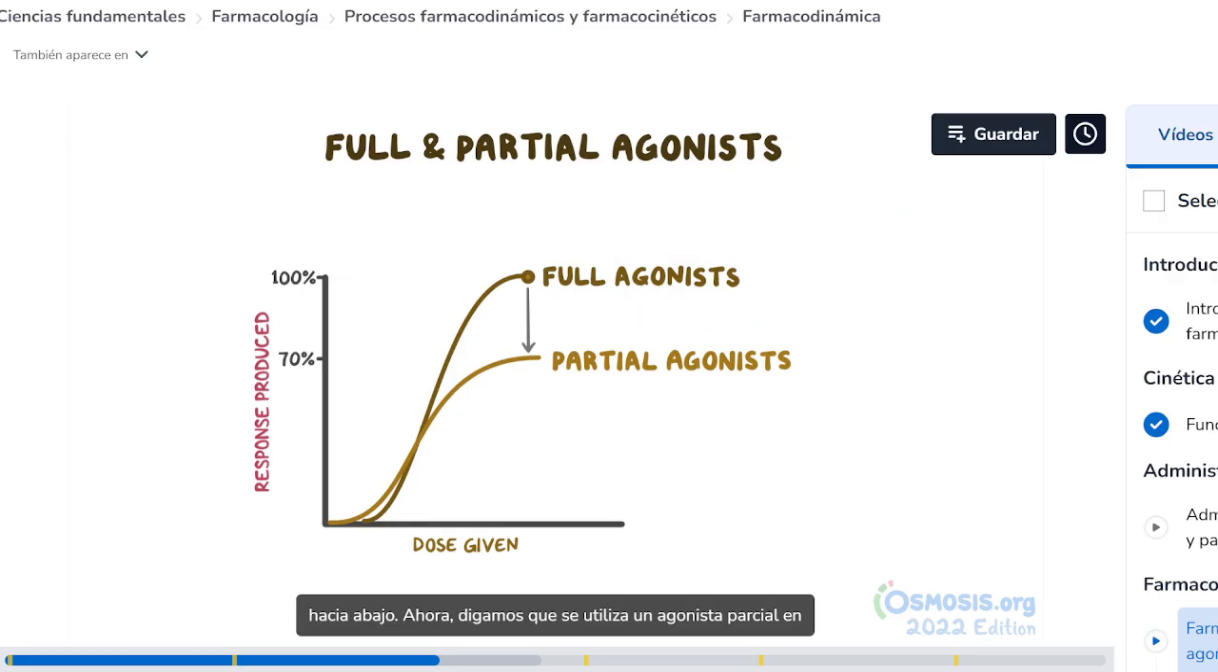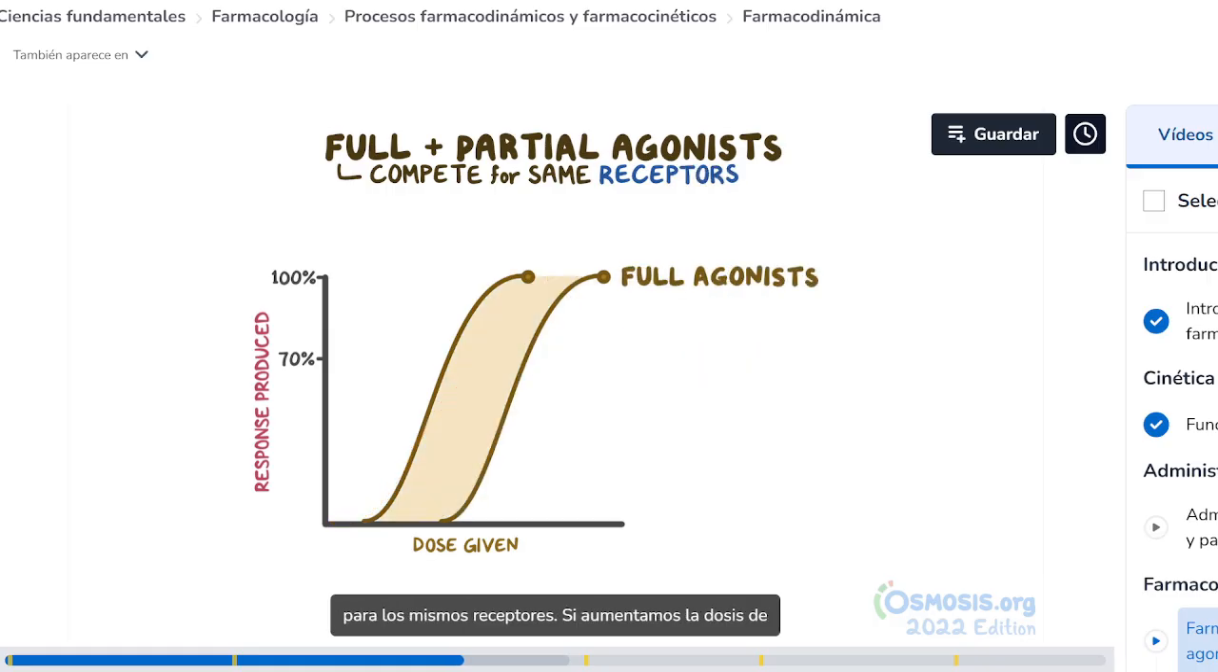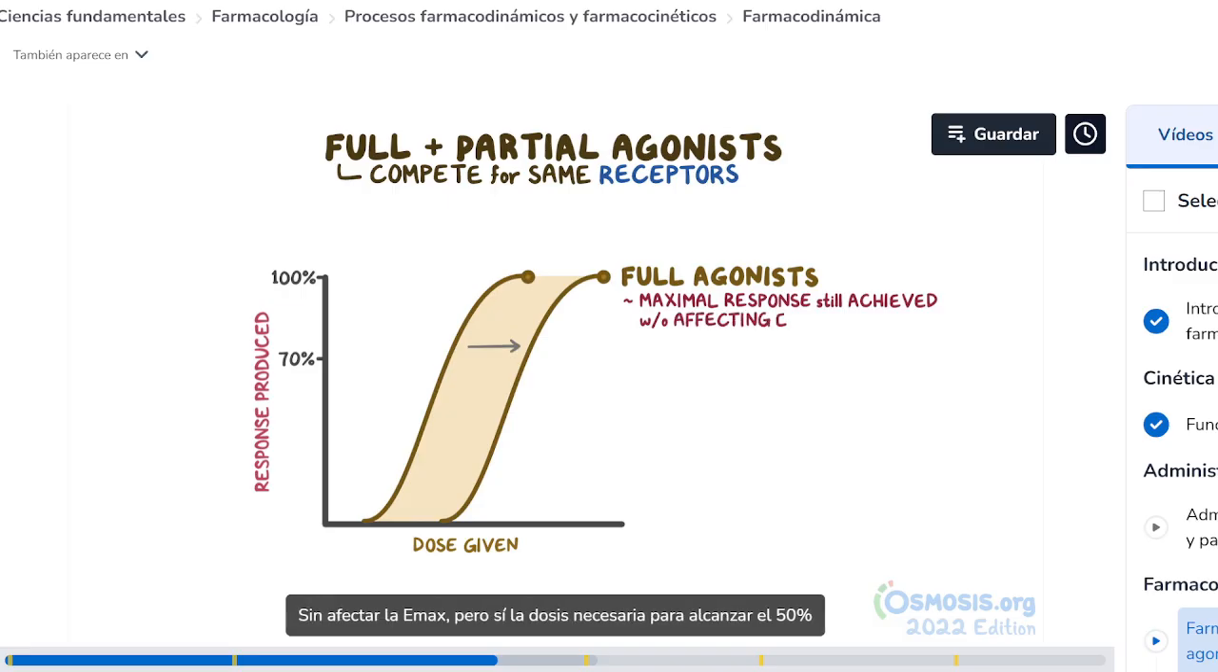Now, let's say a partial agonist is used at the same time with a full agonist and they compete for the same receptors. If we increase the dose of the full agonist, it will displace the partial agonist from the receptor and the maximal response will still be achieved. So the dose-response curve will shift to the right without affecting Emax, but the dose required to achieve 50% of the maximum effect, also known as effective dose ED50, will be increased.